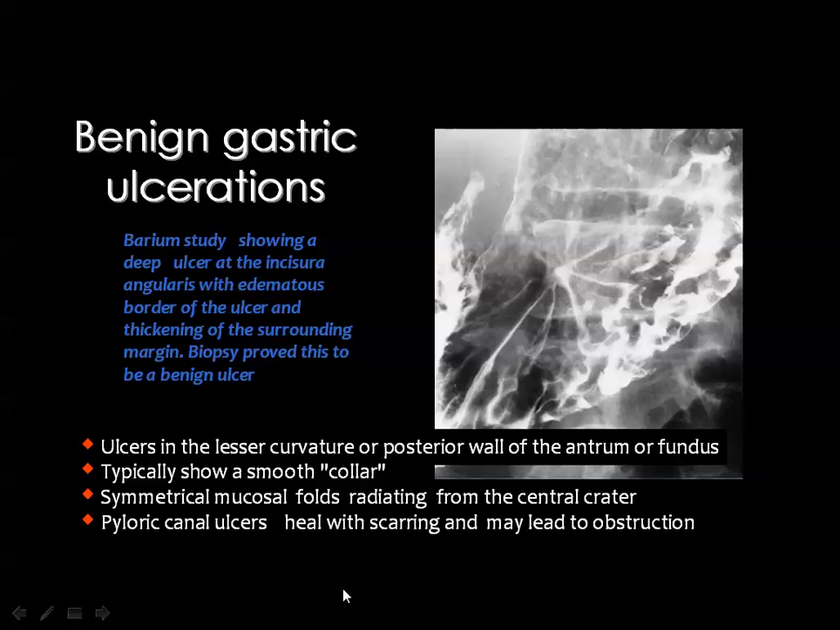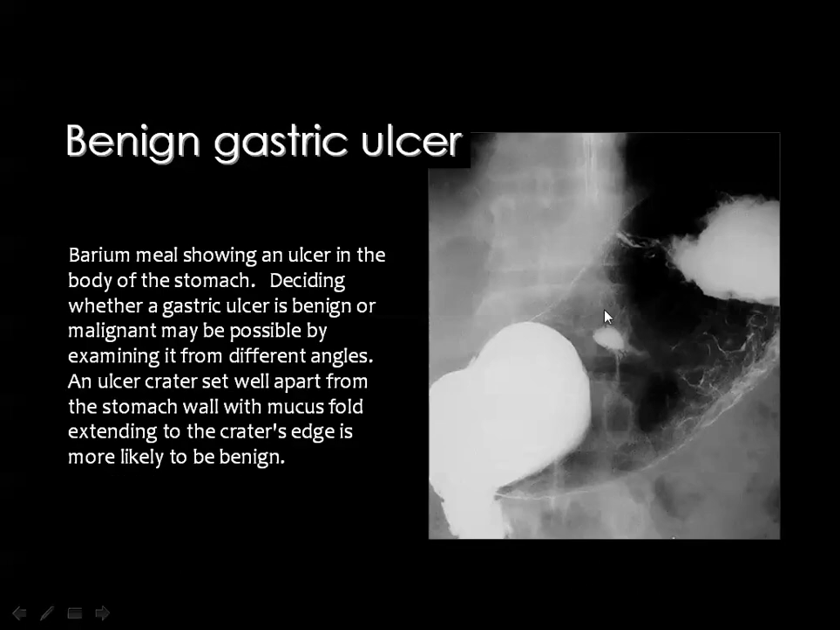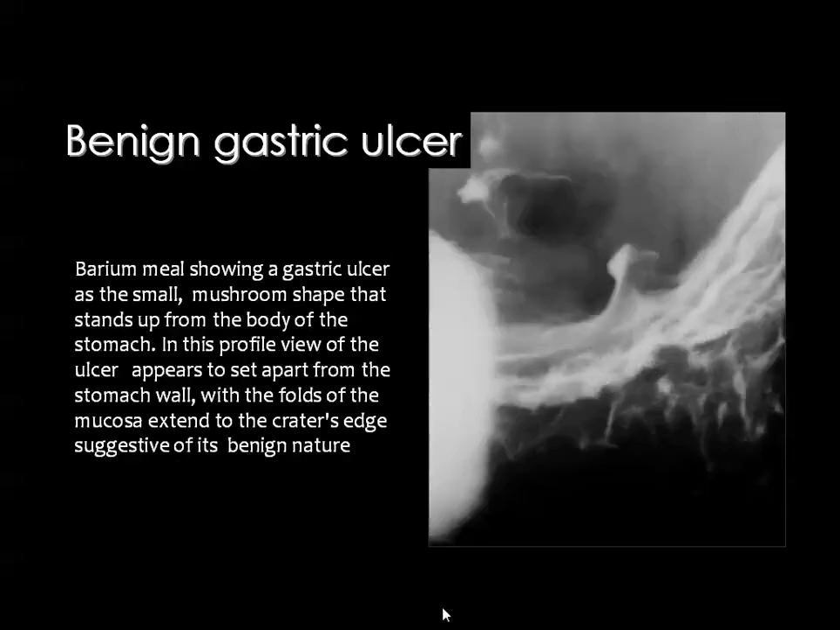Then how to discriminate between benign and malignant gastric ulcers? I think the only radiological landmark is to look at the mucosal folds and the ulcer edge. If you can see that the mucosal folds can be traced along the course of the mucosa until the edge of the ulcer, then you may safely call this a benign gastric ulcer. And here is an example of a benign gastric ulcer, where you can see that the mucosal folds are reaching the edge of the ulcer.